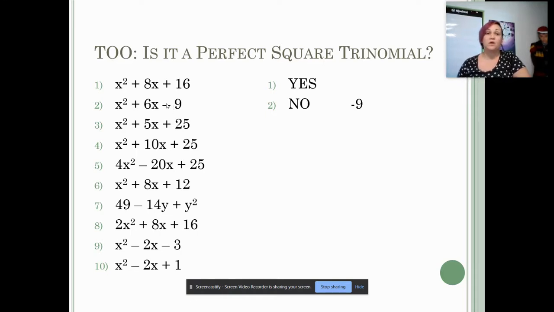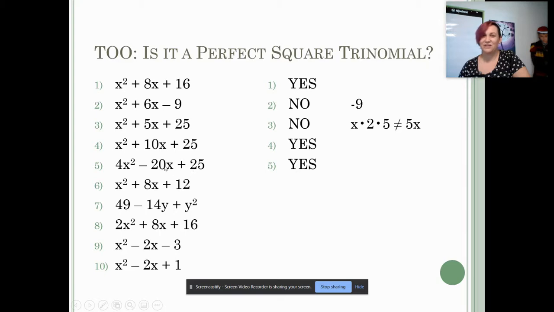For number 3, it was also no, because x times 2 times 5 does not equal 5x. That middle term did not check out. Number 4 is a yes, because it's actually the same problem as number 3, but it's got that 10 in the middle, which is what we were hoping for. Number 5 is a yes. Number 5 is going to be 2x and a 5. When you times that by 2, you get 20. So we're good on number 5.